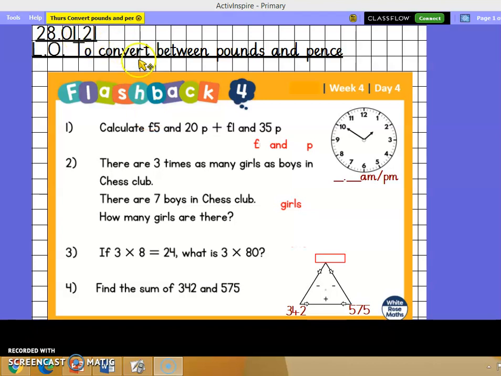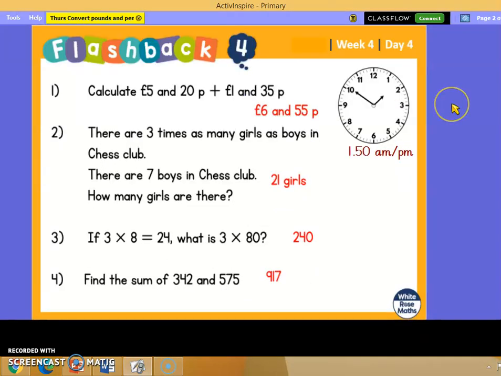Please put today's date and learning objective to convert between pounds and pence into your book. Pause the video and then continue with your flashback 4. Then pause the video again and come back to me for the answers. Here are the answers to your flashback 4 today. Pause the video and mark your answers.